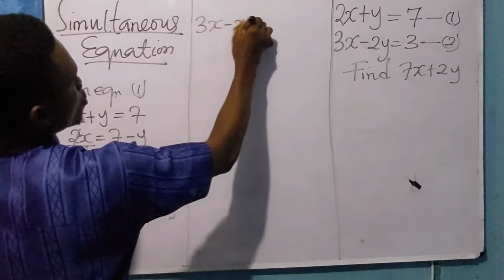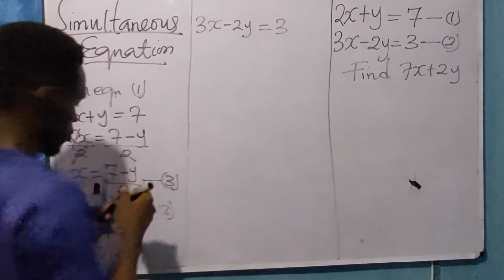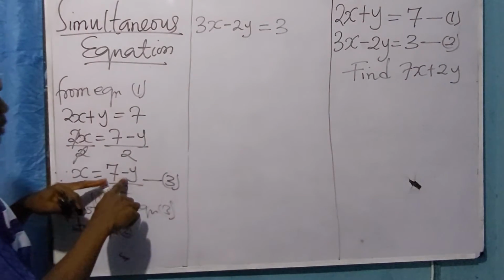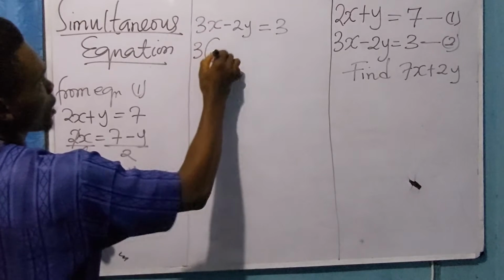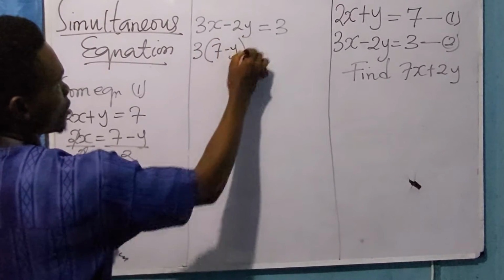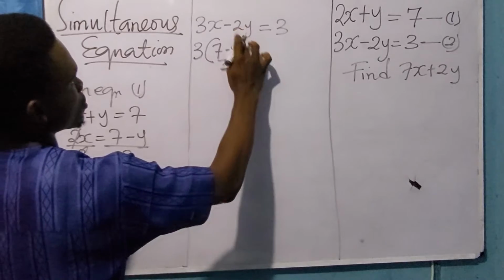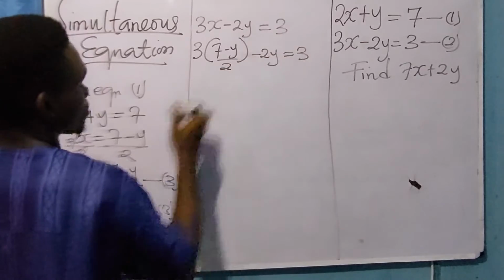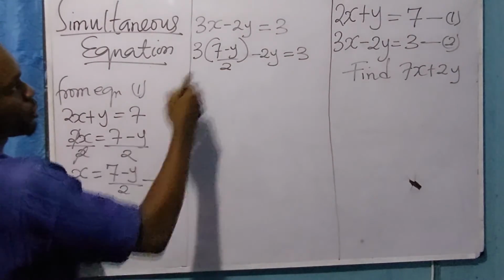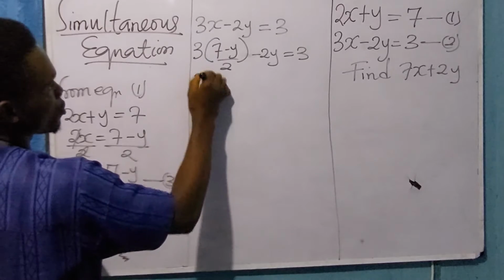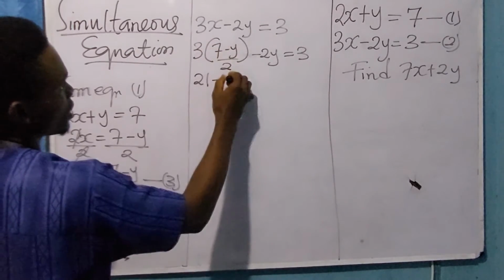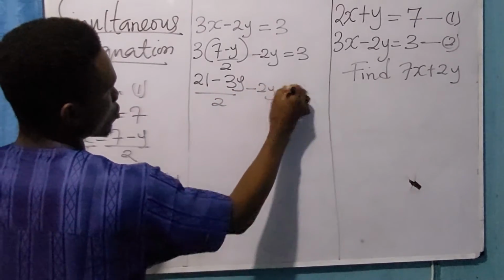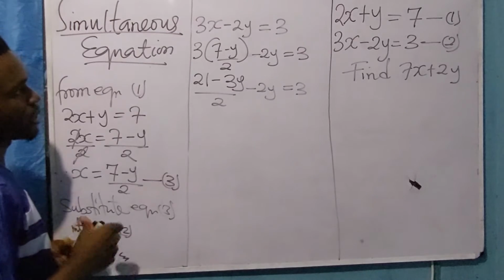Now, which means I have 3x minus 2y equals 3. Therefore, since x is 7 minus y over 2, I will say 3 open brackets 7 minus y over 2, minus 2y equals 3. Now you open the brackets. 3 times 7 is 21, minus 3 times y is 3y over 2, then minus 2y equals 3.